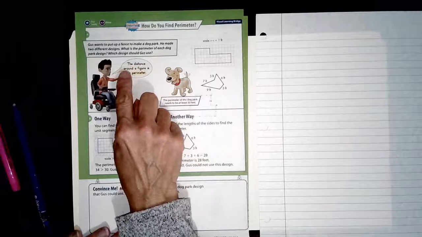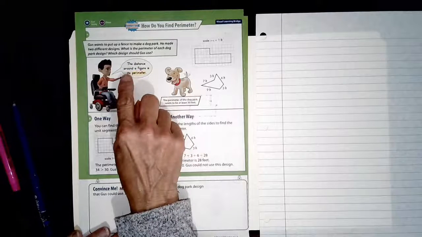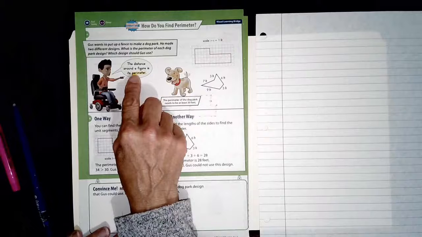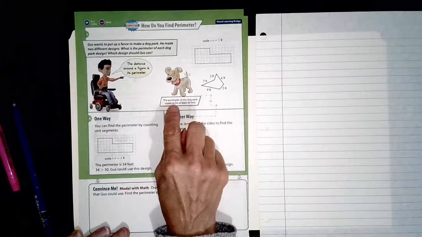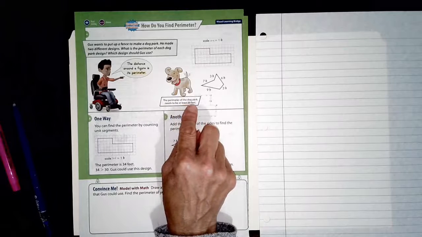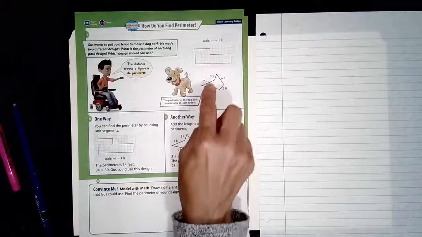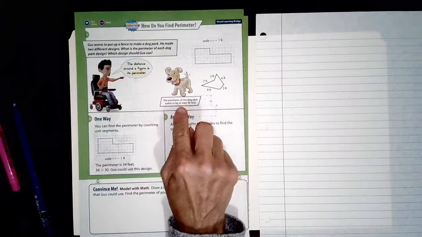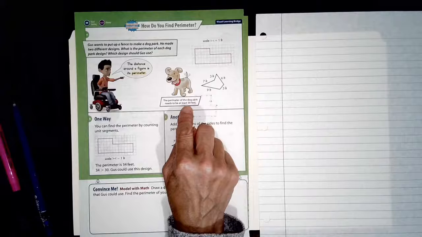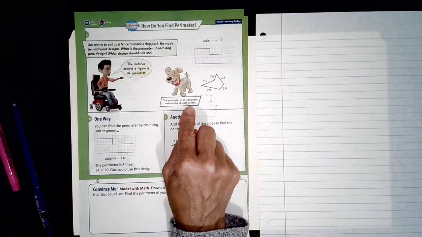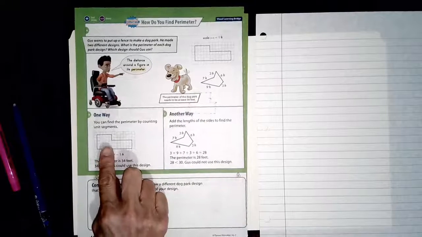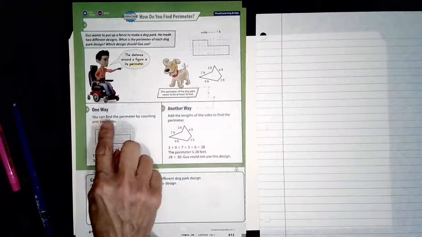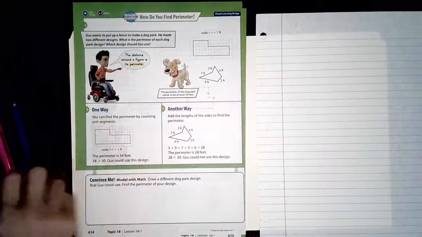The distance around a figure is its perimeter. That's our vocabulary for this unit. The perimeter of the dog park needs to be at least 30 feet. So by reading this, we know that one of these shapes must be 30 feet or greater because it says it must be at least 30 feet. To determine the measurement of the perimeter for each of these, they're going to show us a couple of different ways. One way, you can find perimeter by counting unit segments.